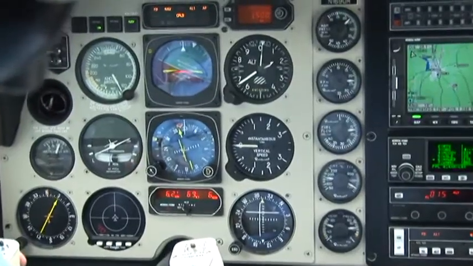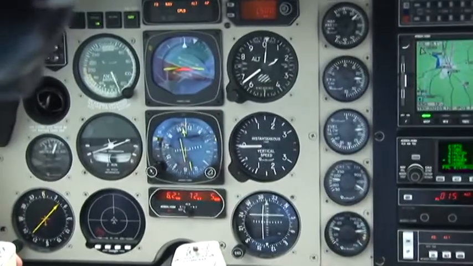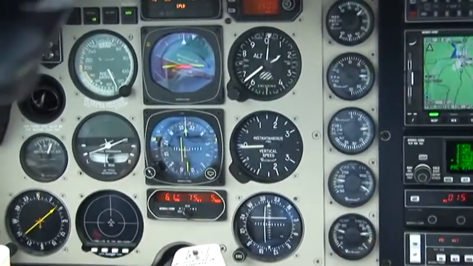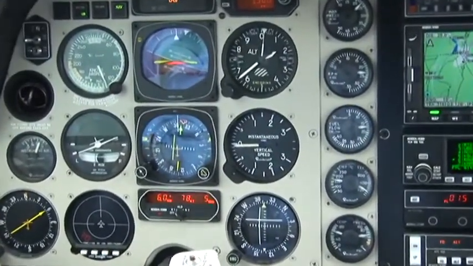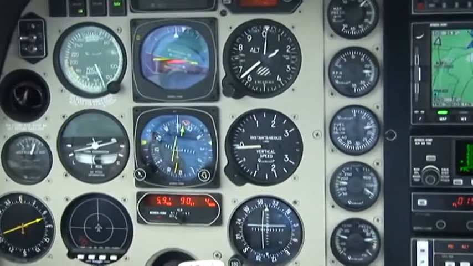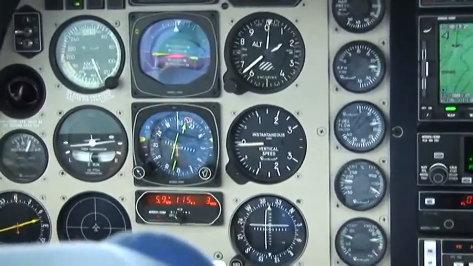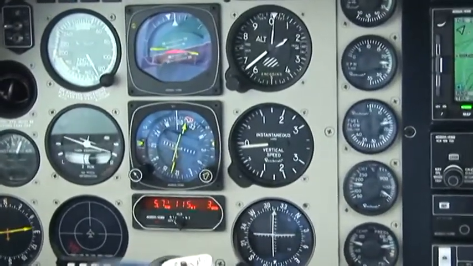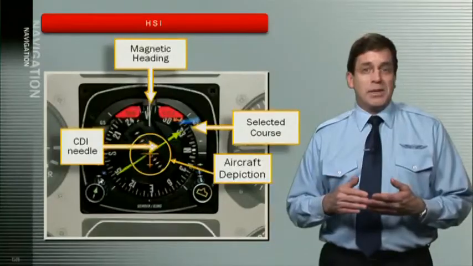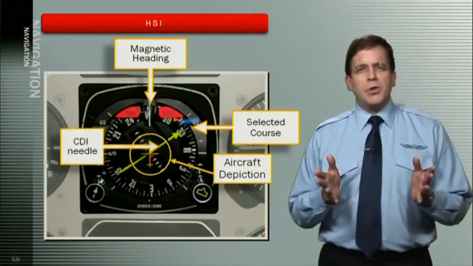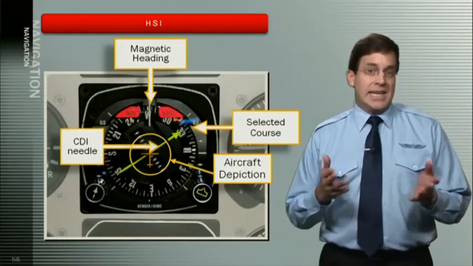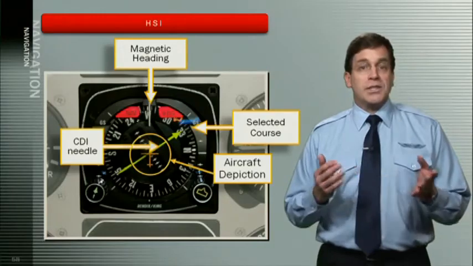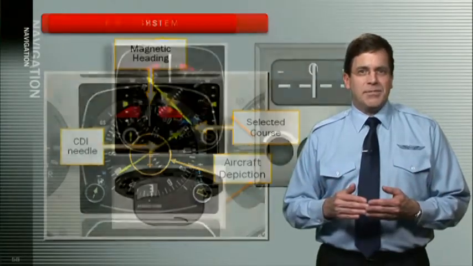The HSI also has a to/from indicator and a glide slope indicator. This indicator drops or rises into the instrument face when properly tuned when flying an instrument approach using a glide slope. When the glide slope needle is centered, you are flying on the glide slope at that moment. With all of this visual information on one instrument, it's easy to see why it's called horizontal situation indicator.